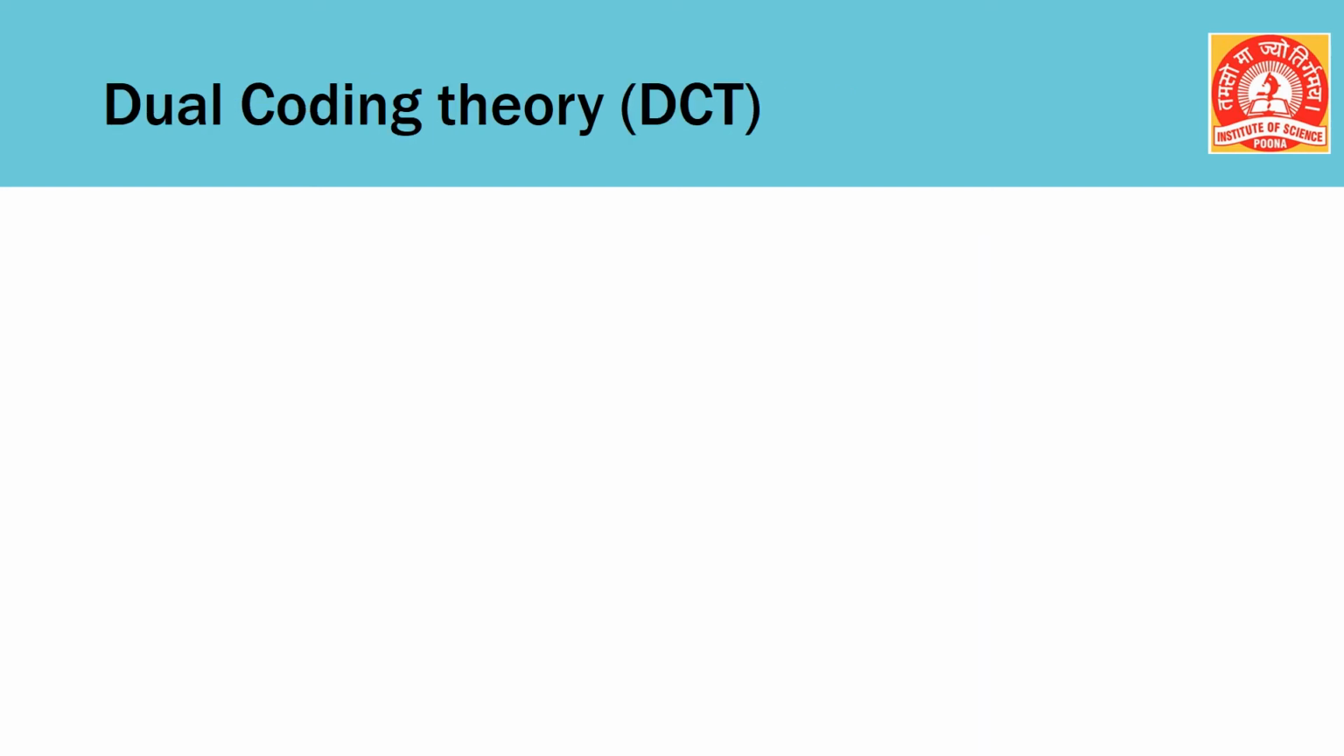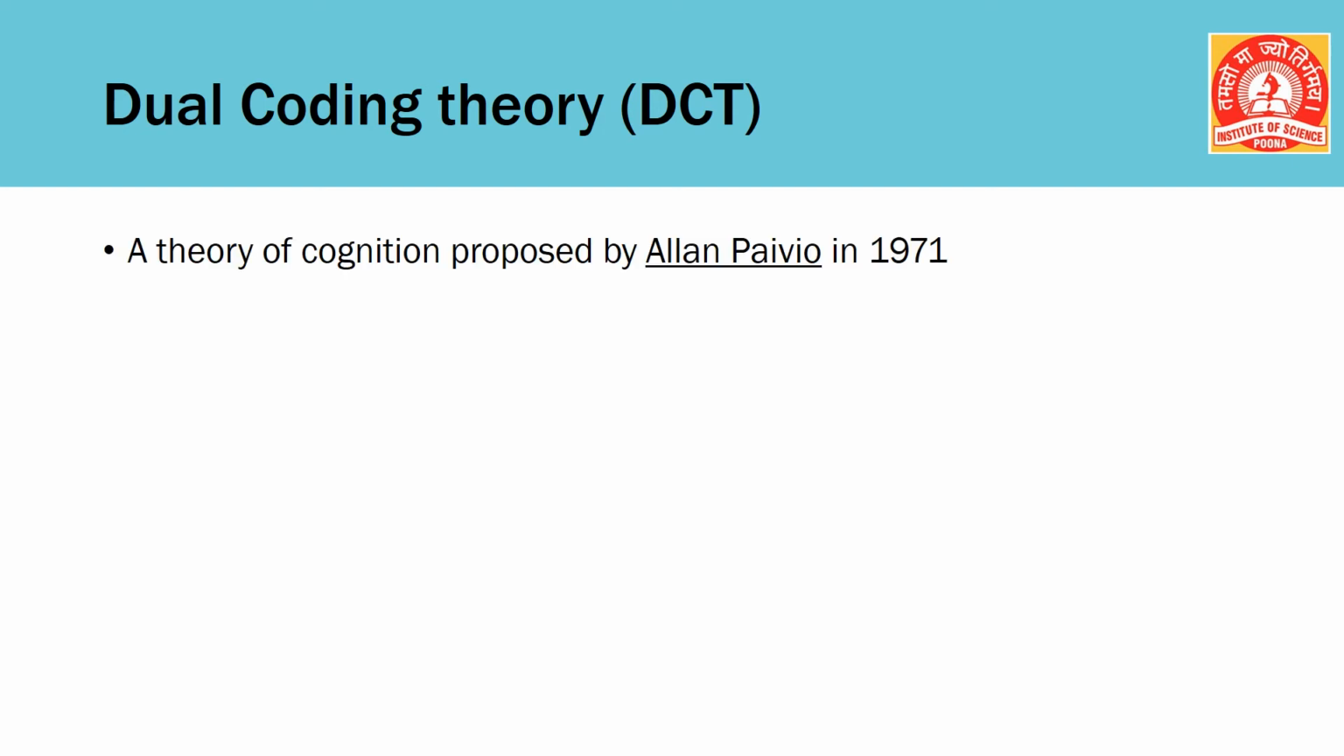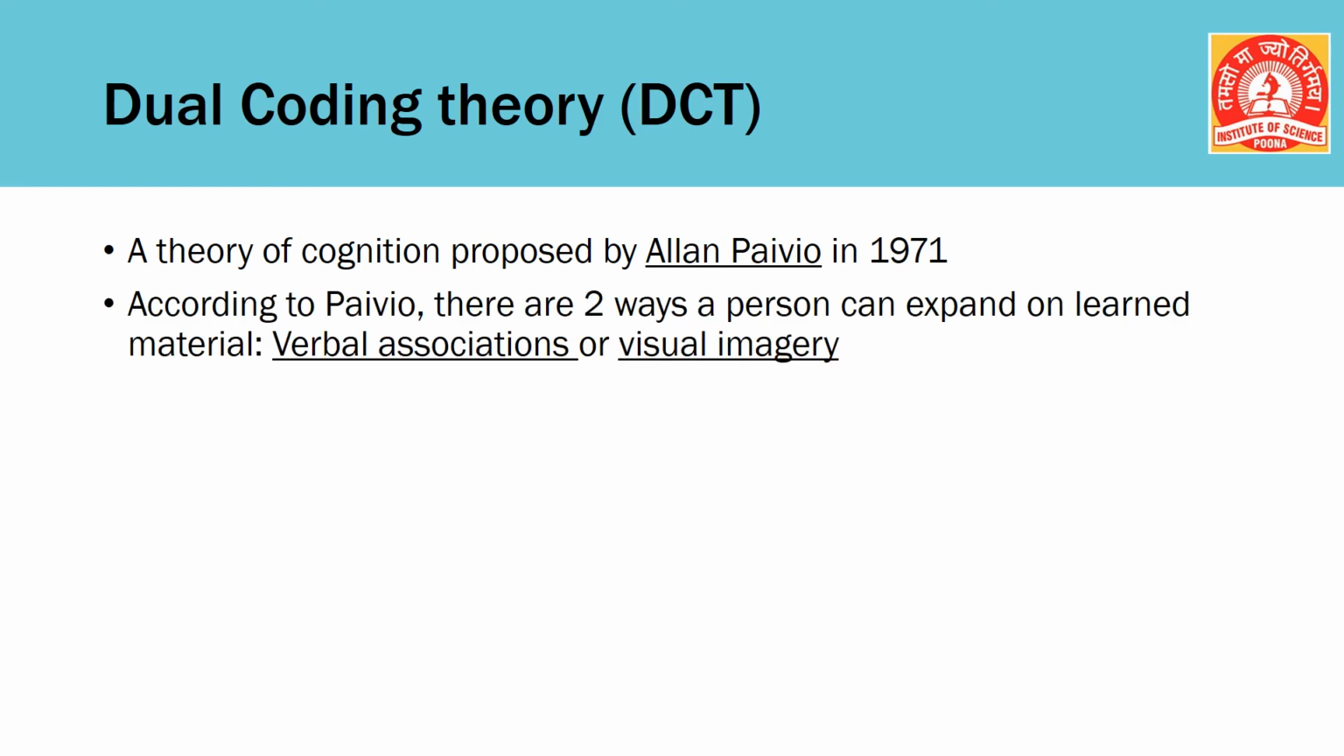To understand the cognitive theory of learning better, we are going to discuss dual coding theory. Dual coding theory is a theory of cognition proposed by Allan Paivio in 1971. According to Paivio, there are two ways a person can expand on learned material. It is through verbal associations or visual imagery.